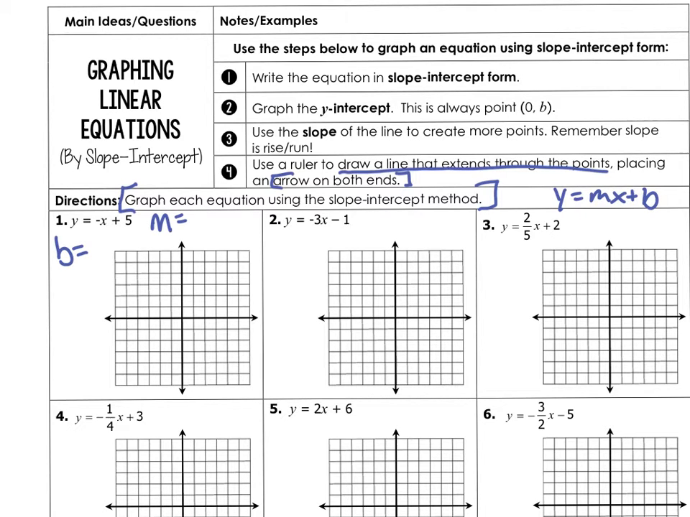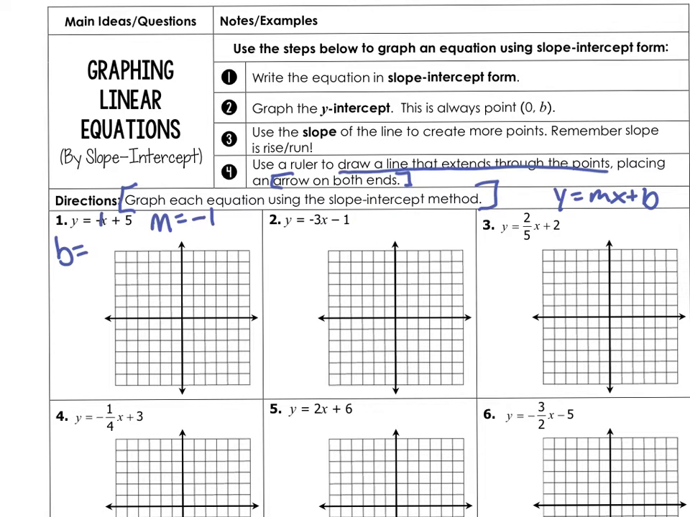So as we look at this first example, y is equal to negative x plus 5. Now remember, if we move from left to right, the m is always in front of the x. So when I see this, I see negative x. I don't see a number there, so what number is there? Well, remember that that's going to be a 1. So really, this is negative 1x. And that means that my slope is negative 1.